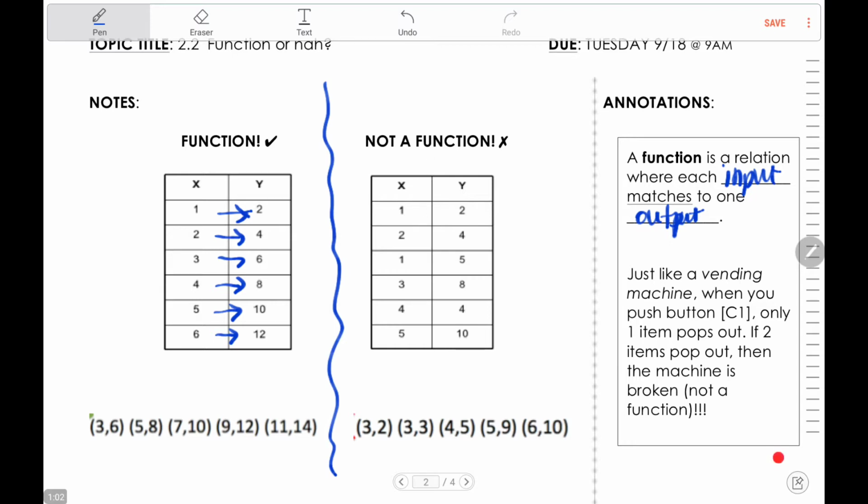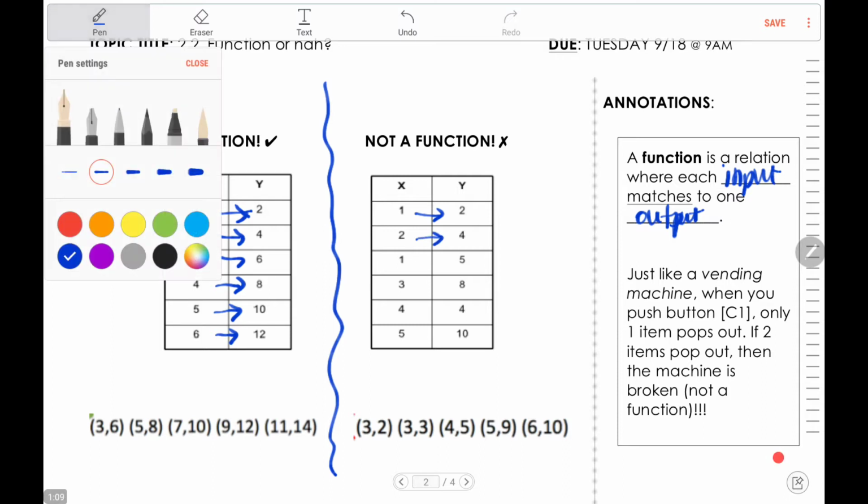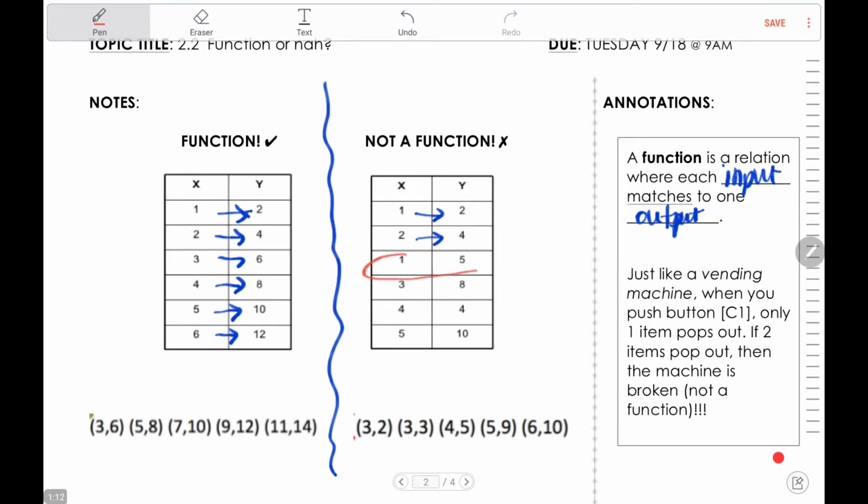Here, this is not a function because if you take a look, 1 goes to 2, 2 goes to 4, and then 1 pops up again. 1 is going to 5. So that already is an error. There should only be one match. 1 goes to 2, so 1 cannot go to 5 again. So the error here is that the x repeats with a different y value. Okay? And then 3 goes to 8, 4 to 4, 5 to 10. So that was the only issue. That's why that is not a function.